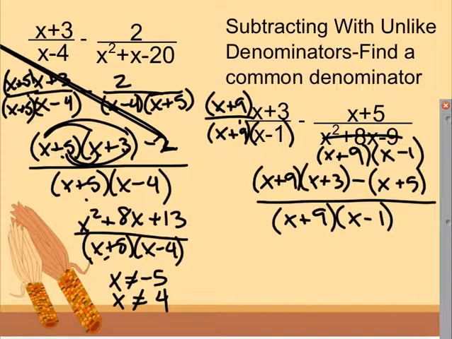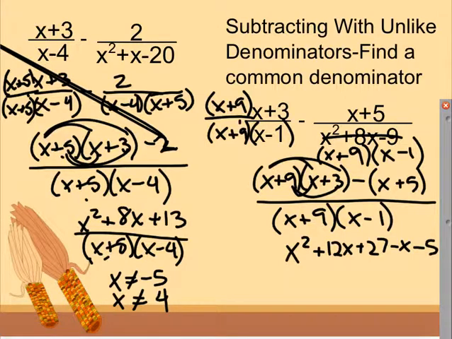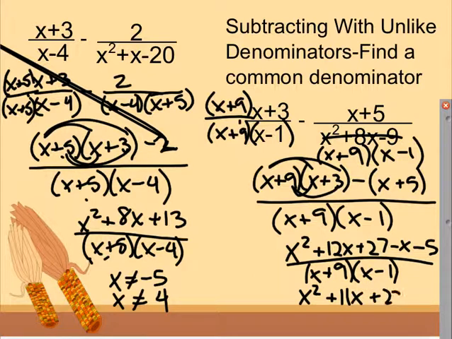Now I can try and work with that numerator to see if I can factor it again a different way in order to simplify anything. So let's try. And I'll need to multiply this out first. So I get x squared plus 12x plus 27 minus this x and minus 5. Okay? And that's all over x plus 9 times x minus 1, which means that my numerator is x squared plus 11x and plus 22.